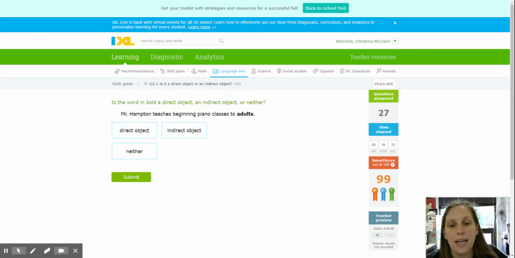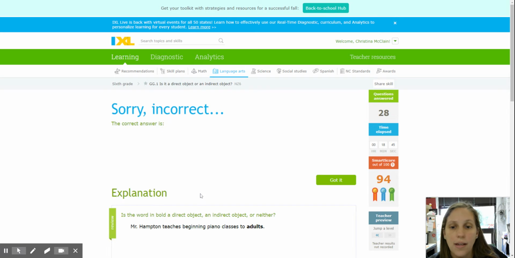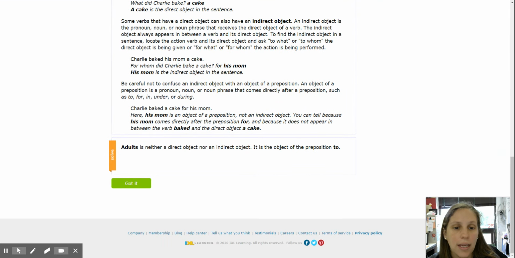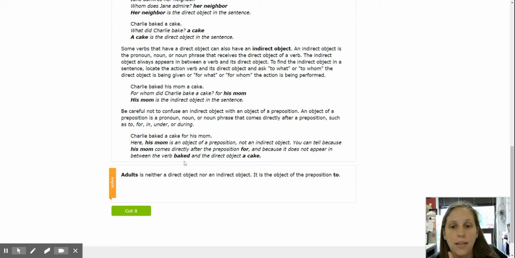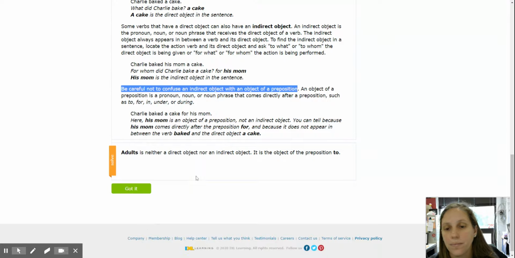Mr. Hampton teaches beginning piano classes to adults. What does he teach? Piano classes. And you would say to whom? Adults. But again, this is the problem: there's a preposition. So that means it is neither, because this is the object of a preposition. If I say it's an indirect object because that's who he's teaching it to, it's going to tell me I'm wrong, because it is the object of the preposition to. Indirect objects will never be the object of a preposition, so you have to be really careful with that. Do not confuse an indirect object with the object of a preposition.